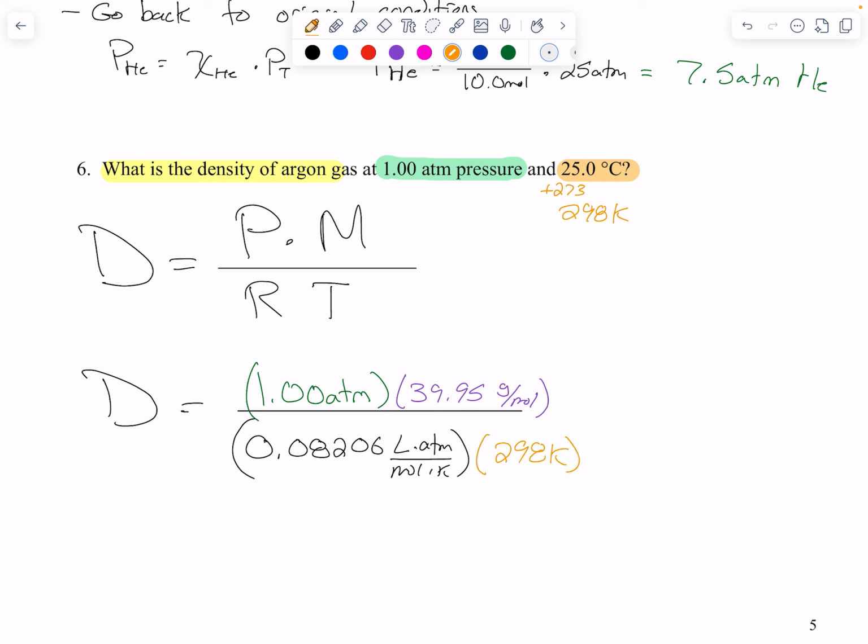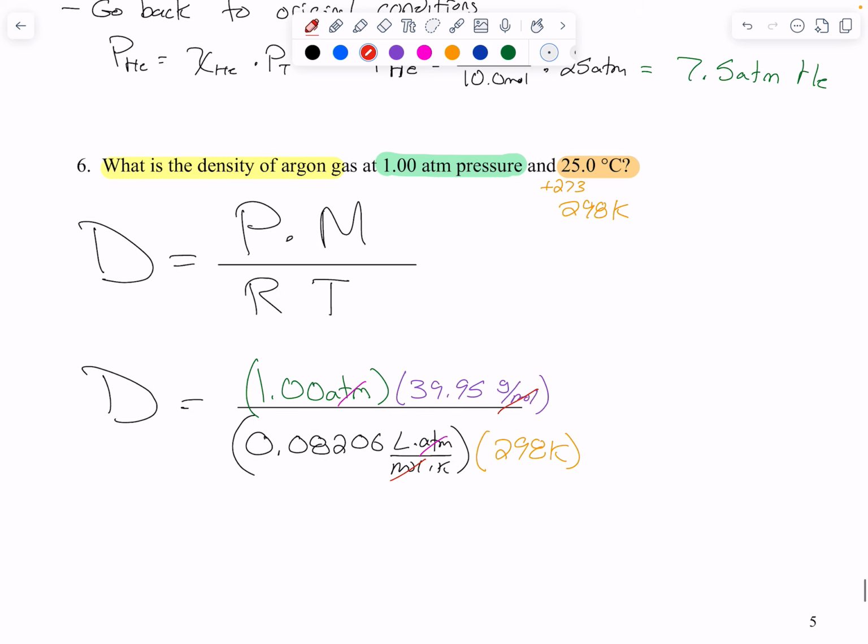And a good check: you can always look, do our units work out? Atmospheres is gone. Moles is gone. And kelvins are gone. And so I'm left with grams over liters. So that means our density, we do 1 times 39.95 divided by 0.08206 divided by 298. I then get 1.63 grams per liter.